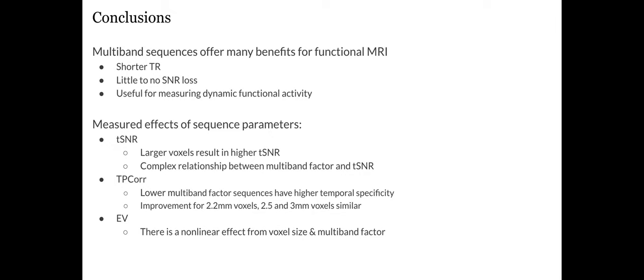From the measurements that we've made based on the different sequence parameters, we conclude with the temporal SNR that larger voxels do result in higher TSNR. There is a complex relationship between multiband factor and temporal SNR that probably will require more work to figure out. For TB core measures, the lower multiband factor sequences have a higher temporal specificity. And then there's an improvement for 2.2 millimeter voxels across multiband factors, but for 2.5 and 3mm voxels, they're about similar. And then for explainable variance, there's a nonlinear effect of voxel size and multiband factor.